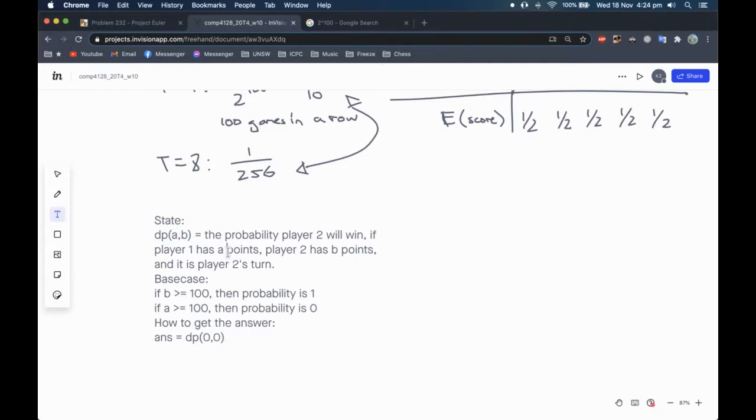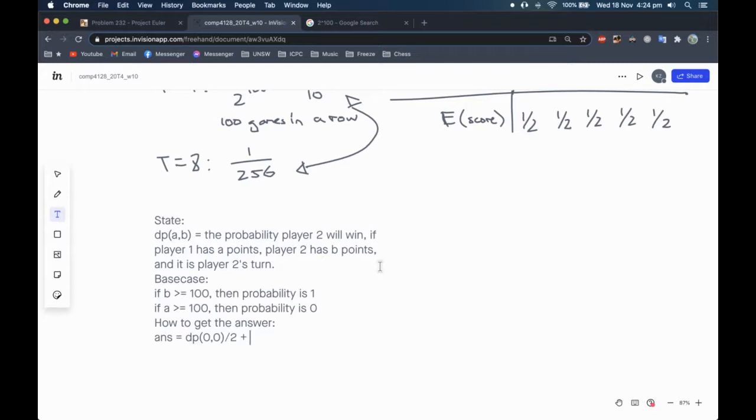Well, if player 1 loses, then the points will be 0 points each, right? All of them will start with 0 points, and it'll be player 2's turn. So just by the definition of our DP here, DP 0, 0 would be the probability that player 2 wins if both of them start at 0 and it's player 2's turn. Of course, this probability happens with a half because player 1 only has 0.5 chance of losing the first turn. And now we also have to consider what happens if player 1 wins the first turn.